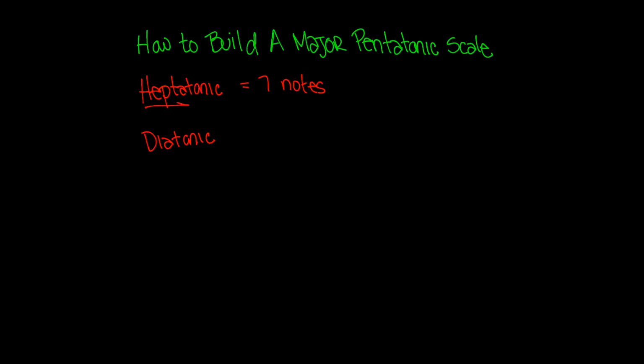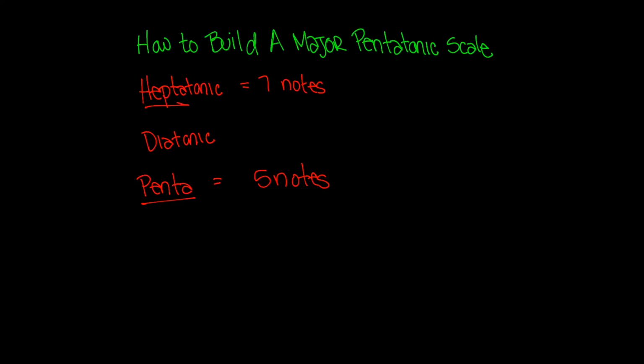But we're going to be looking at a pentatonic scale, and penta means that it's going to have 5 notes. Okay, so we just mentioned that our standard diatonic scale, think of a major or a minor, is going to have 7 notes. We have 5 notes in a pentatonic. Okay, so we have something to do here.